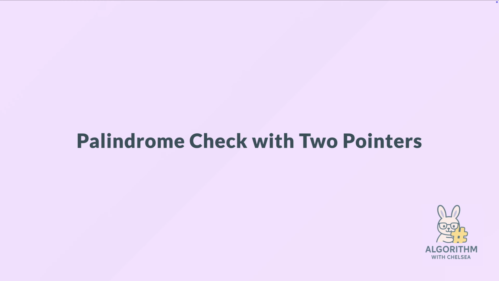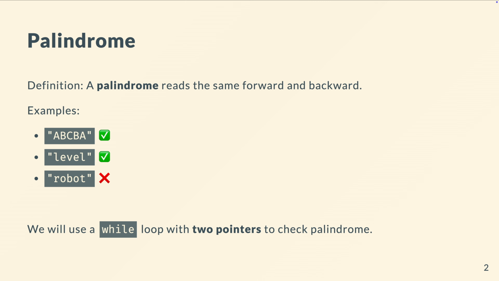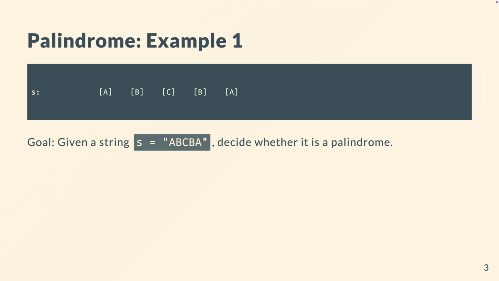Let's begin. A palindrome is a word or a string that reads the same forward and backward. For example, ABCBA is a palindrome. The word level is also a palindrome. But robot is not, because it looks different when you read it backward. Today, we will use a while loop with two pointers to check palindrome.